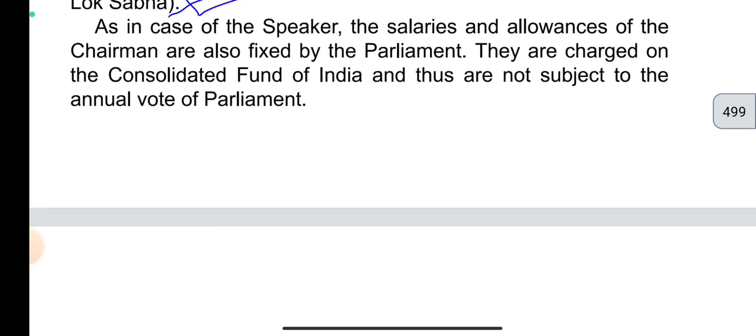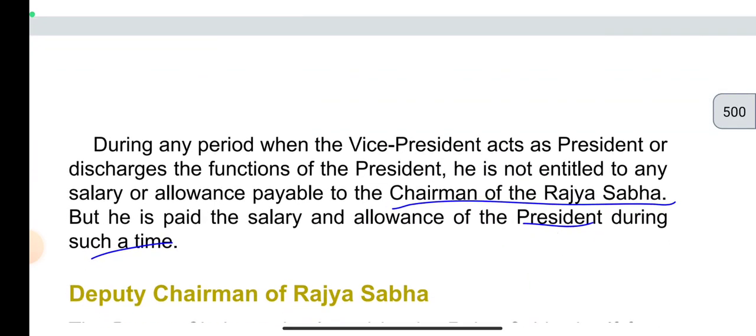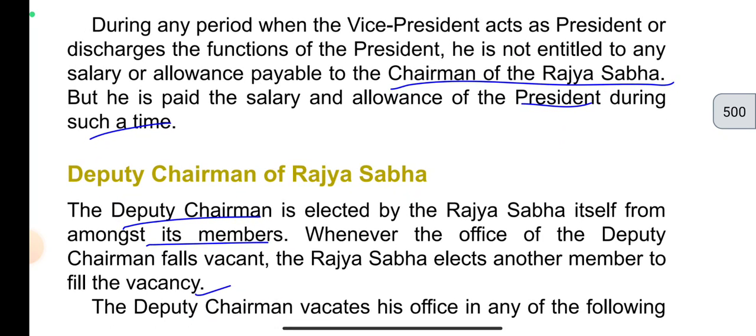As in case of the speaker, the salaries and allowances of the chairman are also fixed by the parliament. They are charged on the consolidated fund of India and thus are not subject to the annual vote of parliament. During any period when the vice president acts as president or discharges the functions of the president, he is not entitled to any salary or allowance payable to the chairman of the Rajya Sabha. But he is paid the salary and allowance of the president during such a time.